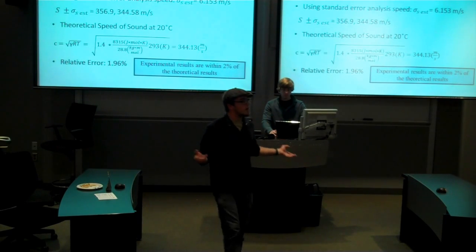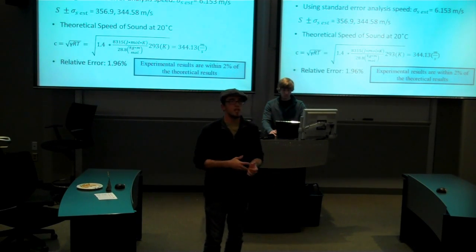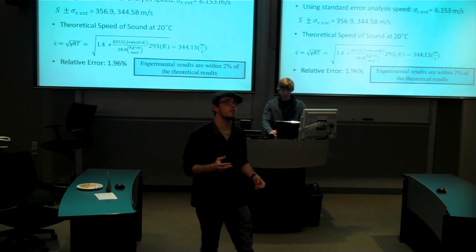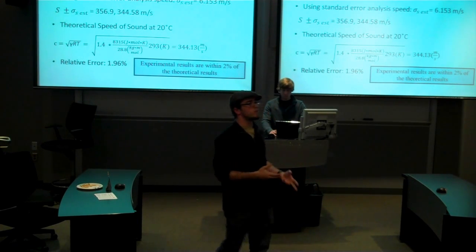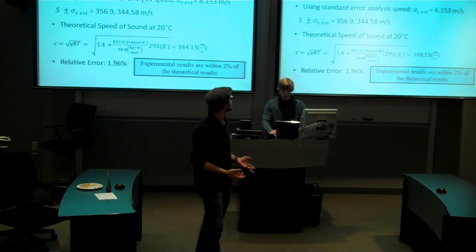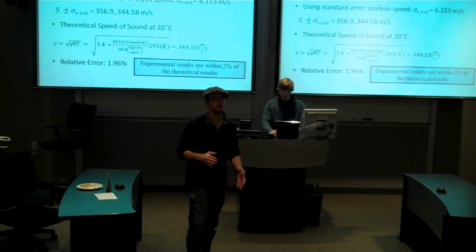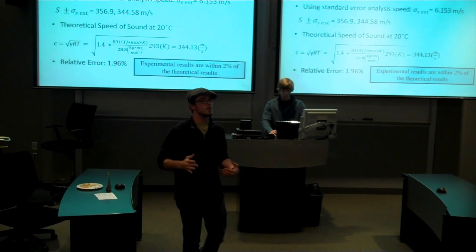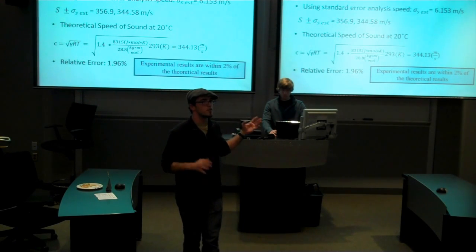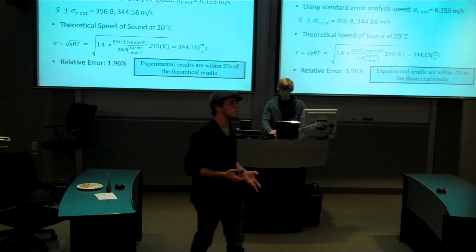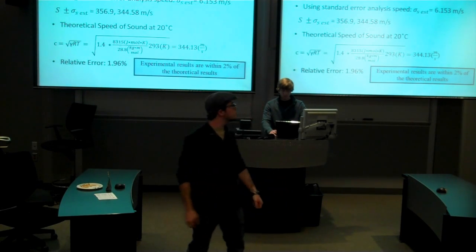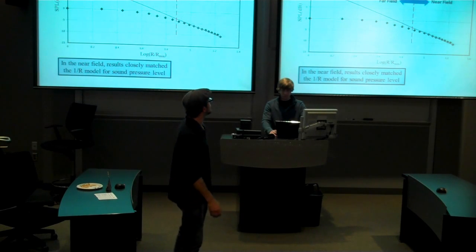In the speed of sound, we get about 350 meters per second, which is a little faster than the theoretical speed, which is 344 meters per second. That can be attributed to the sensitivity of our instruments. Using a standard error analysis, we get a deviation of about 6 meters per second. So even on the low end, we can get down to 344, which is within reason. So our data was actually within 2% of the actual results, or what the theoretical should do.